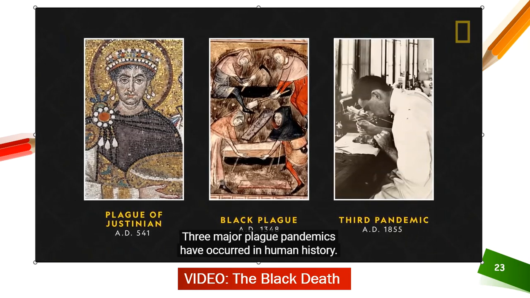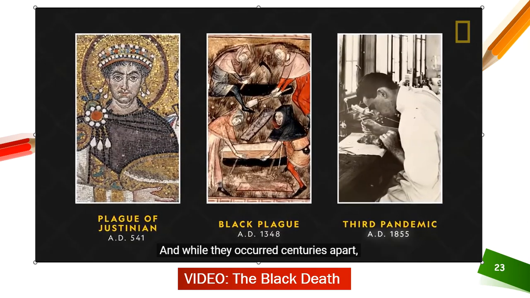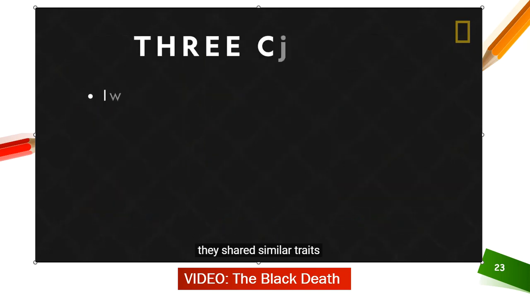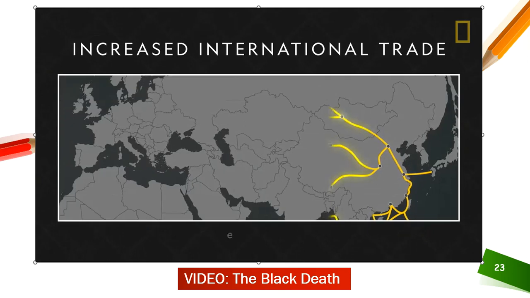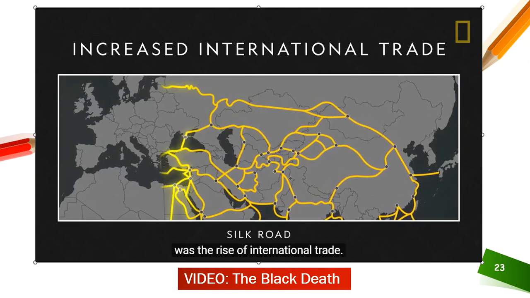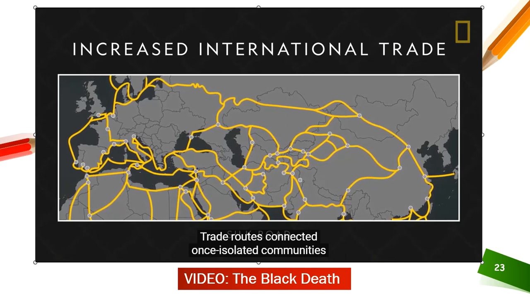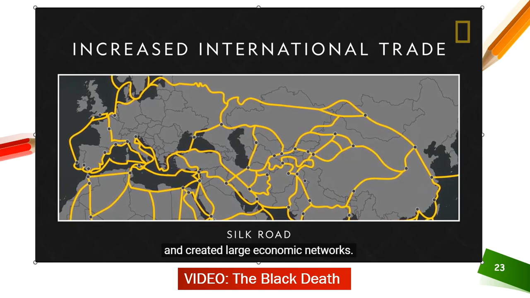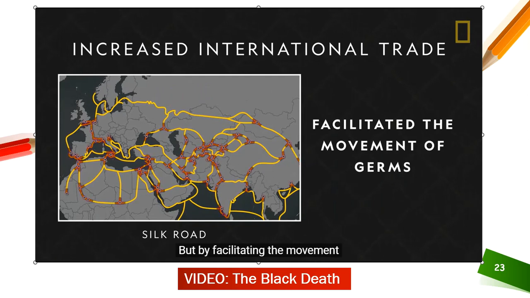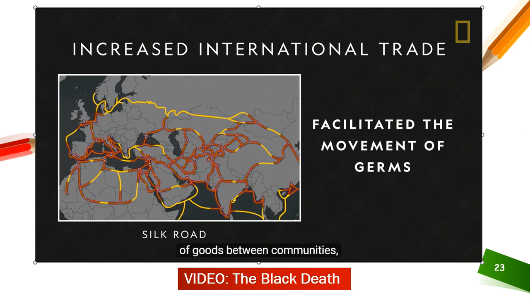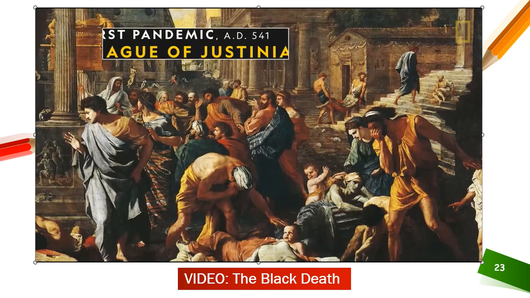3 major plague pandemics have occurred in human history. And while they occurred centuries apart, they shared similar traits that paved the way for the spread of disease. One cause of plague pandemics was the rise of international trade. Trade routes connected once isolated communities and created large economic networks. But by facilitating the movement of goods between communities, trade routes also facilitated the movement of germs.